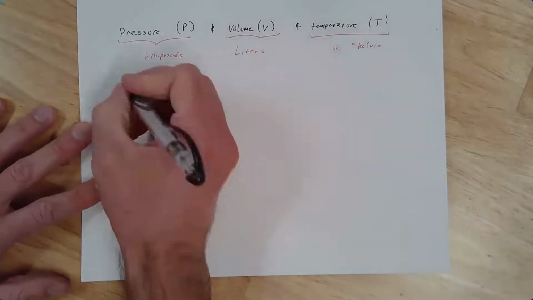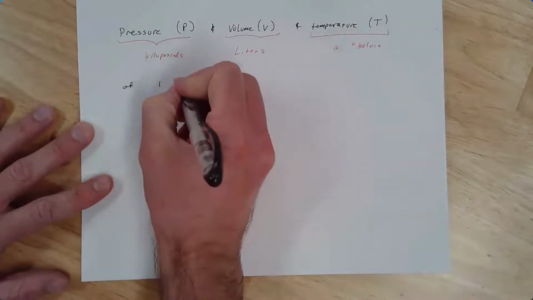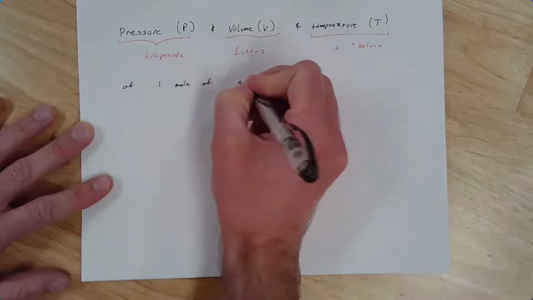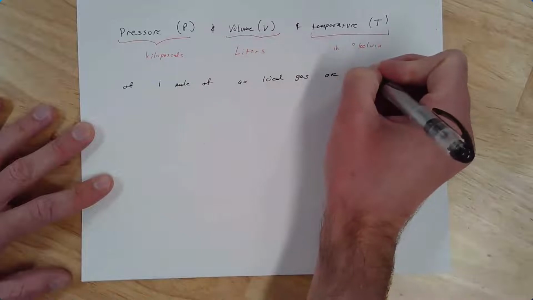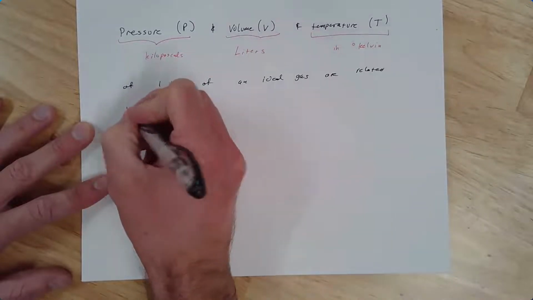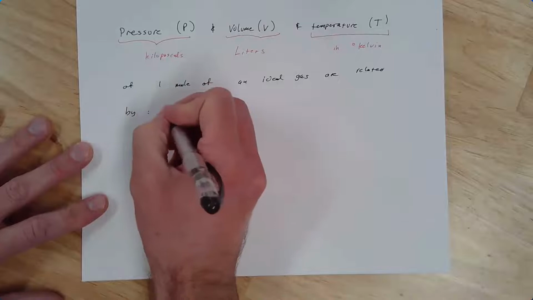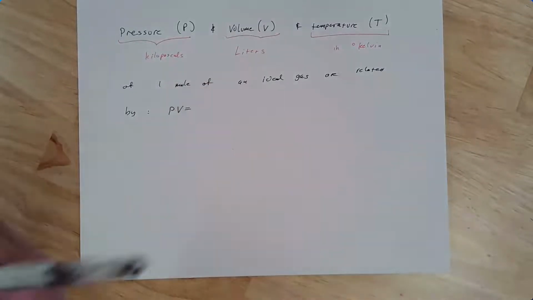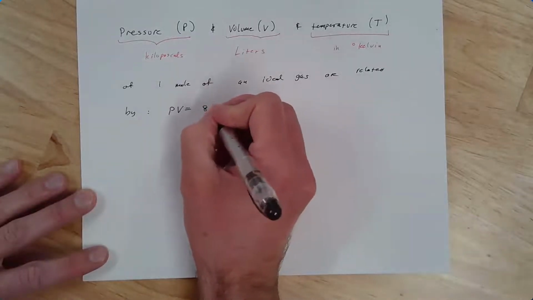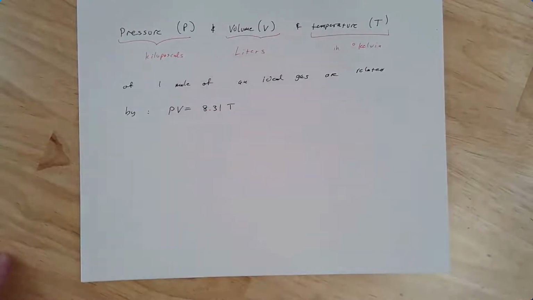So pressure, volume, and temperature of 1 mole of an ideal gas are related by the ideal gas law. PV equals, I always heard it like PV equals nRT. I guess nR is about 8.31. I imagine a lot of you have heard PV equals nRT, but n and R are just constants. Their product is apparently approximately 8.31.